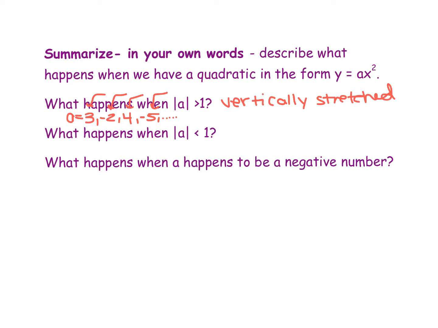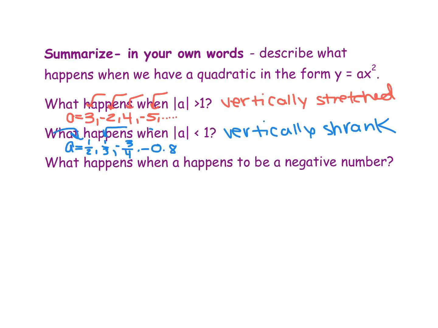Then, when we looked at what happens when the absolute value of A is less than 1, so A is something like 1/2, or 1/3, or -3/4, or -0.8, something where the distance from 0 is less than 1 unit away from 0, our graph vertically shrank. So the example we saw was that A was 1/2, and it became essentially half as tall, or it might become 1/3 as tall, or 3/4 as tall, or 0.8 as tall. So we saw our vertical stretch and our vertical shrink that we've seen happen before.